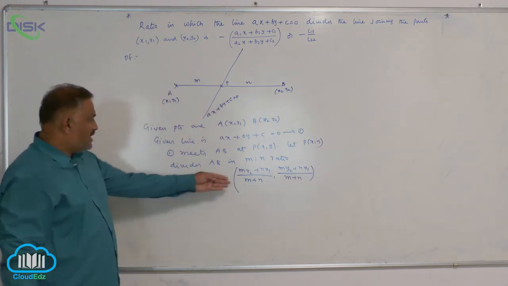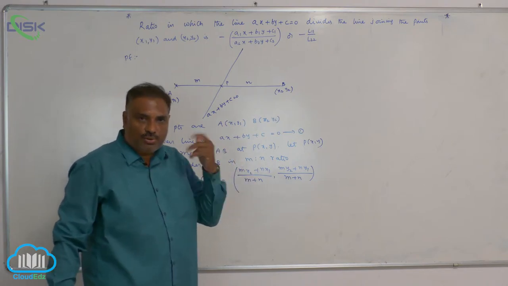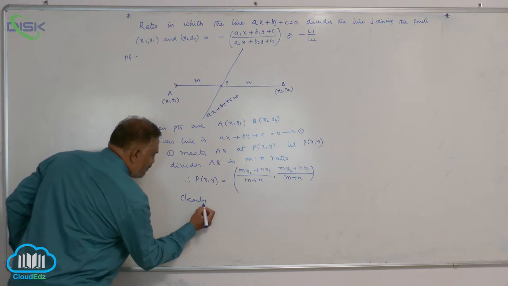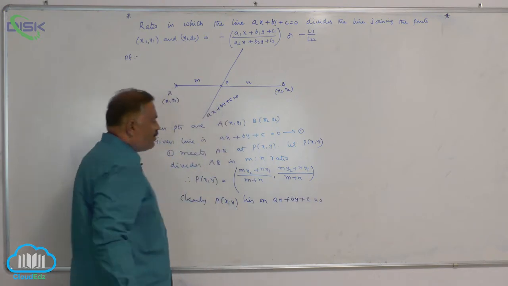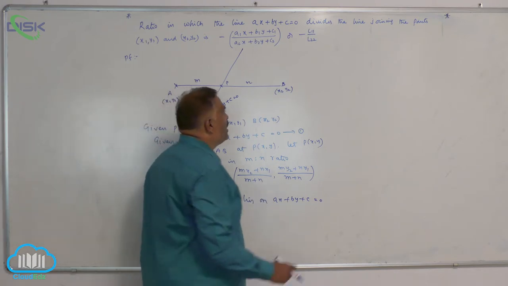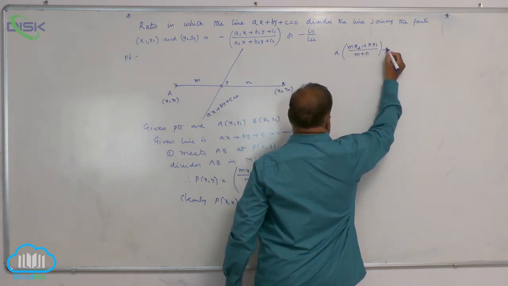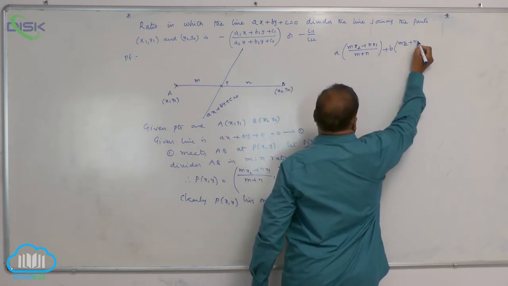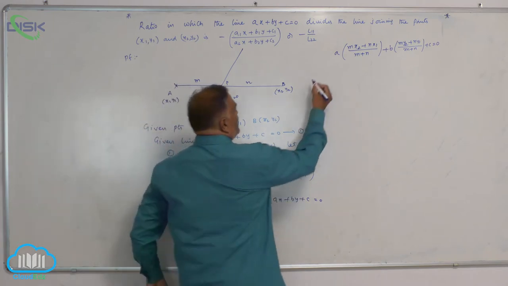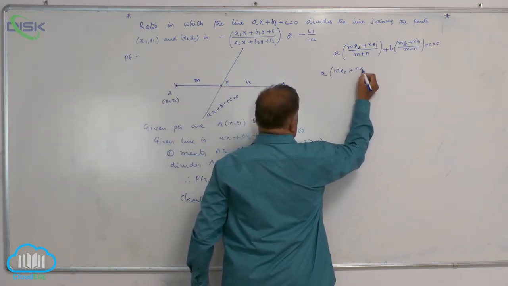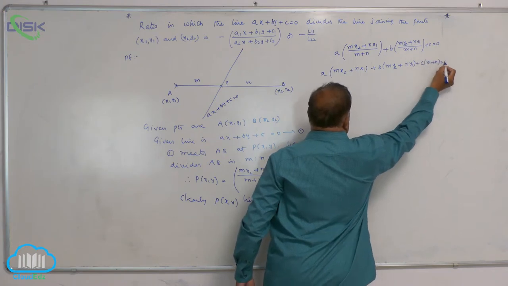Now, we observe very clearly, this point lies not only on the line joining AB, but also on the line ax plus by plus c equal to 0. So, clearly, P (x, y) lies on ax plus by plus c is equal to 0. Now, in place of x, y, let us substitute this point. a into (m x2 plus n x1) by (m plus n) plus b into (m y2 plus n y1) by (m plus n) plus c is equal to 0. Now, take LCM. This is a into (m x2 plus n x1) plus b into (m y2 plus n y1) plus c into (m plus n) is equal to 0.